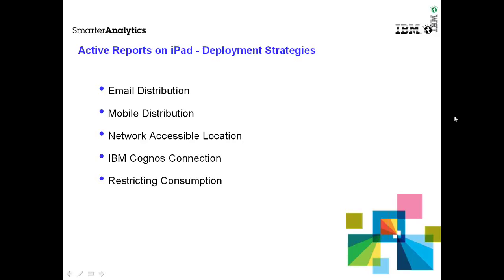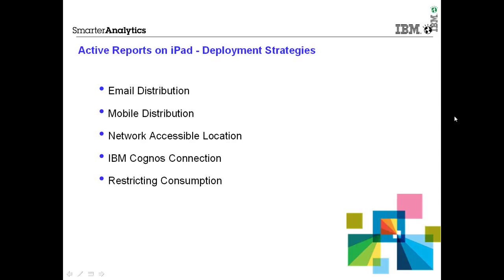The second option is mobile distribution. If you remember the previous slide, there I indicated that you can actually schedule the reports to get refreshed, and whenever you connect with the IBM Cognos BI server, the reports will automatically get refreshed. So this is what we are talking about, mobile distribution.